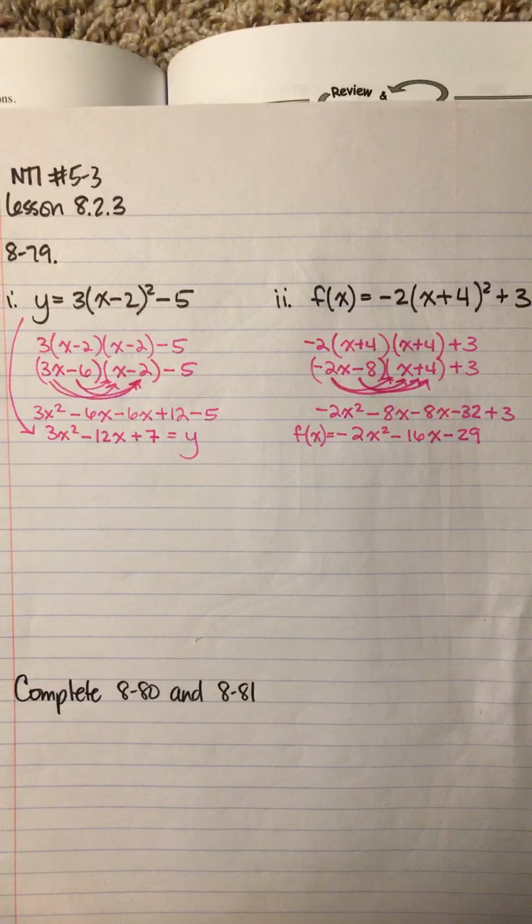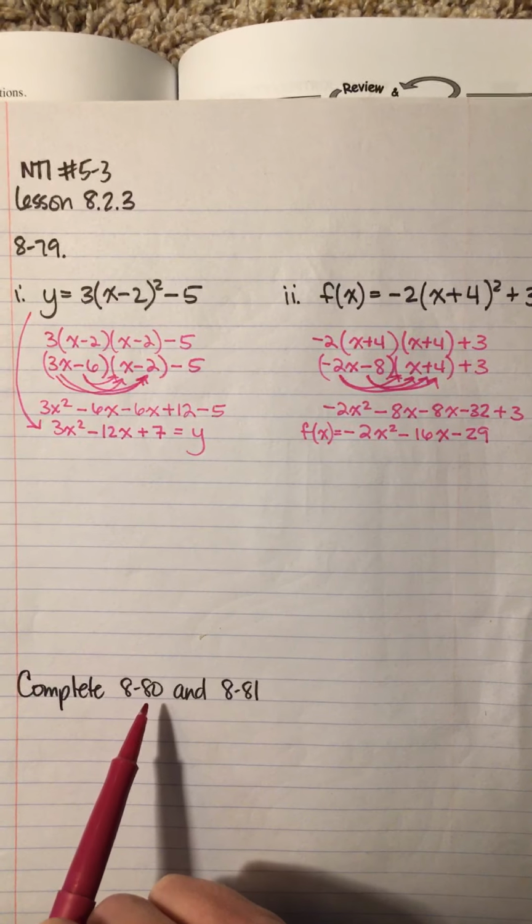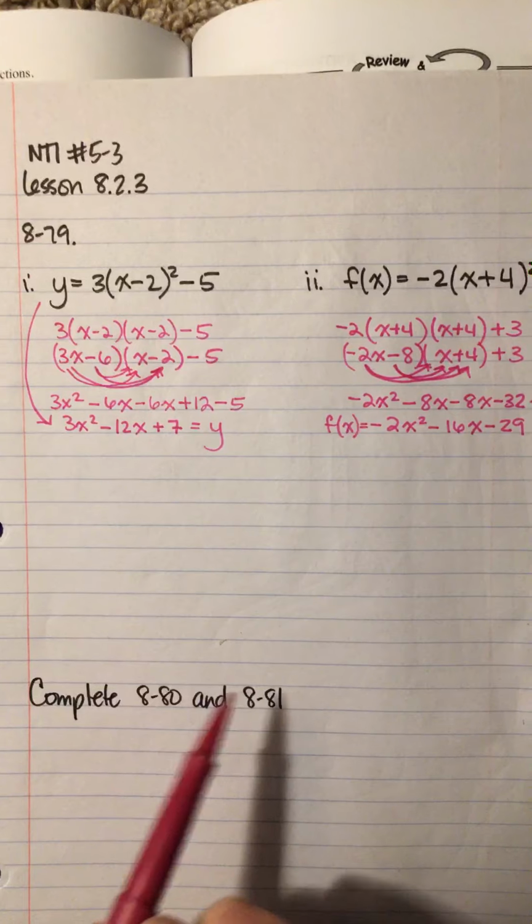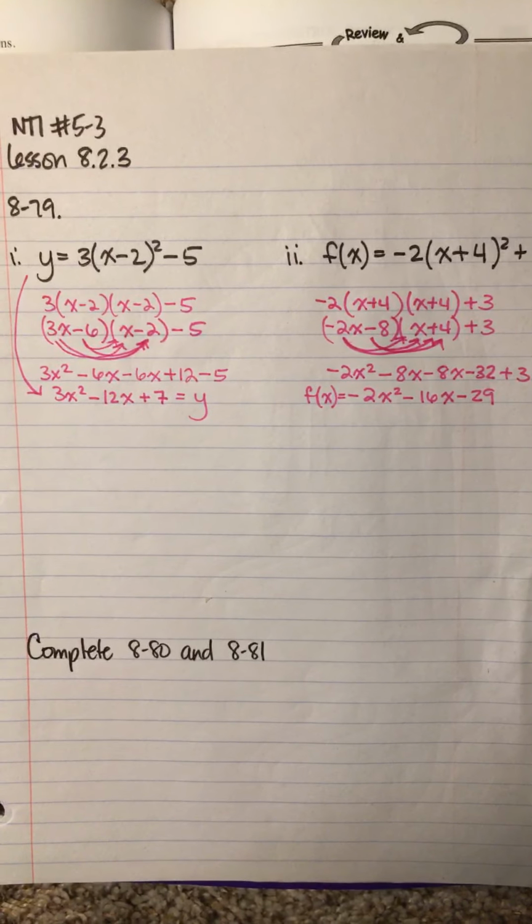Okay, so you are going to go ahead and complete 880. 881, you will be making a sketch of the parabola on these two problems. And then that is it for this week.